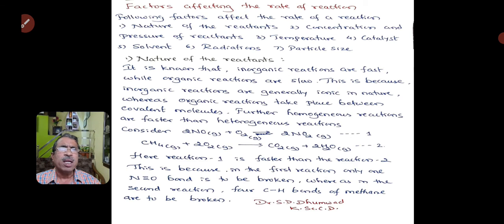Coming to the first one, nature of the reactant. It is known that inorganic reactions are fast while organic reactions are slow. This is because inorganic reactions are generally ionic in nature, whereas organic reactions take place between covalent molecules. Further, homogeneous reactions are faster than heterogeneous reactions.